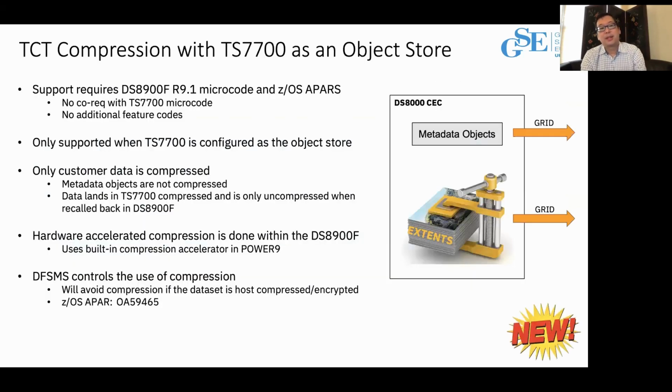I have some new things to talk about that are very recent, and it all applies to using this TS7700 as an object store. So one of the things is now we support compression, and this is not compression in tape. This is compression in the DS8000. So if you have a DS8900 and you have a certain level of 9.1 microcode, which was just recently released and GA'd, without any additional feature codes, and your object store is configured to be a TS7700, we are now able to compress the data.